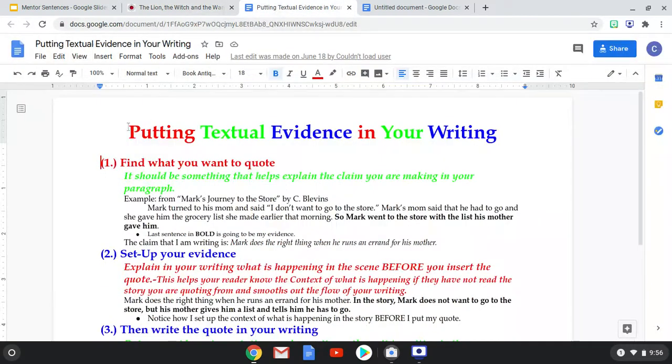Now, if you have this, which you have in your toolbox, it says, find what you want to quote. It's going to be something that helps explain the claim you're making. Okay, so we found we're going to use where he speaks to his sister. And then it tells you, set up your evidence. Explain in writing what is happening in the scene before you insert the quote. Okay, and why do we do that? It lets the reader know what's going on because they might not have read the story.